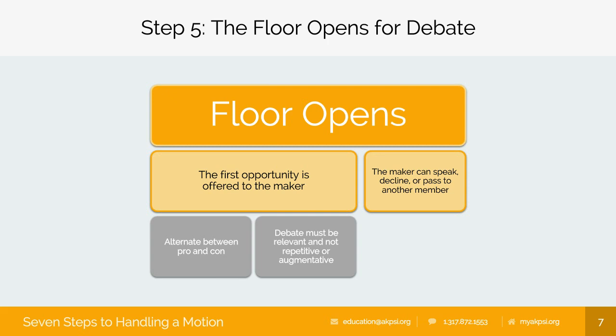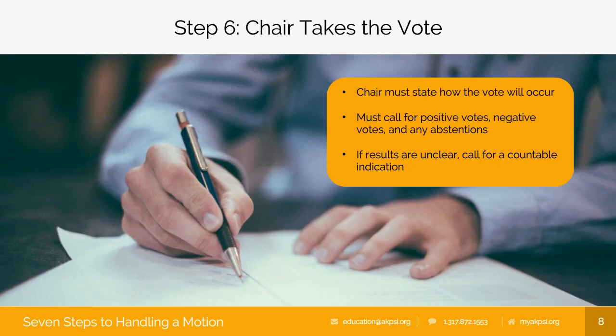Each member should have an equal opportunity to speak, and the debate must be germane, meaning it is relevant to the issue. If a member begins talking not about the issue, the chair should call them out of order, and they must either make their point or sit down. Once all discussion has been voiced, the chair will call for a vote.